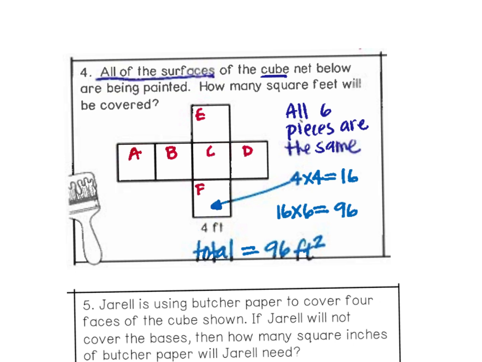Can you guys take your highlighter or a pencil, whatever you want, and just go over this message that says all 6 pieces are the same size. Then take your pencil, circle this 16 and label it as 1 square. So to get the area of 1 square, I did 4 times 4 because that's a square. And then if they're painting all the faces, that's 6 of them. So I multiplied one value, 16 times 6, and I got 96. So now I know the whole cube is worth 96 square feet.